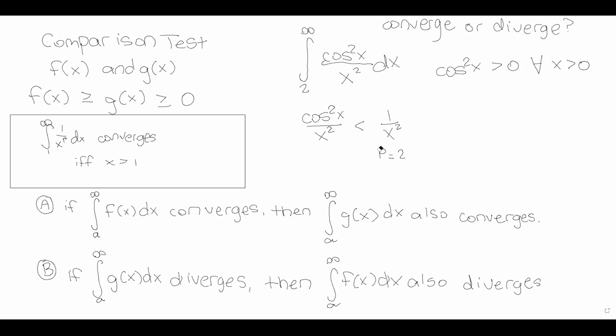So let's go ahead and write that in. This definitely converges. And I want to hear from you guys again. So based on the fact that 1 over x squared converges, do you guys think the cosine squared of x over x squared is going to converge, or is it going to diverge?